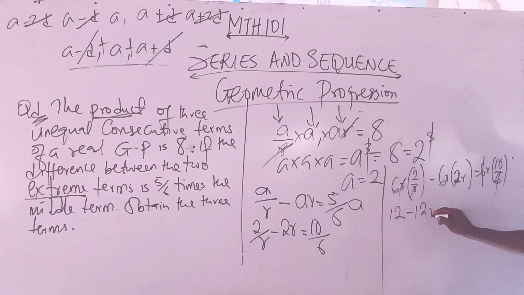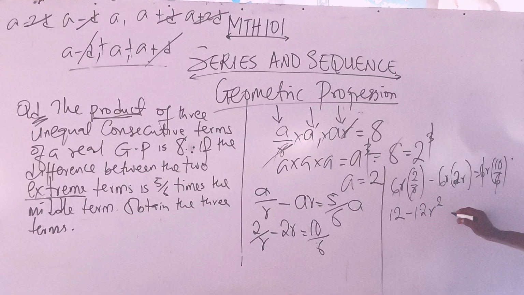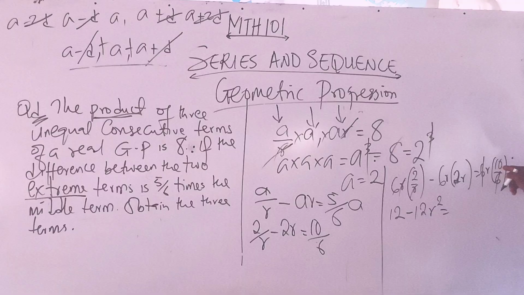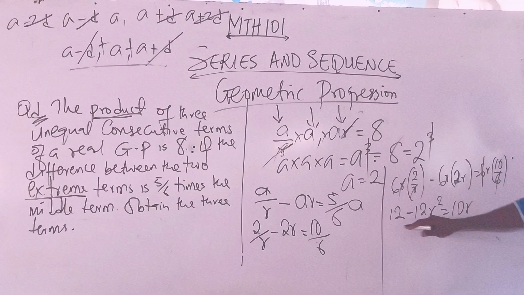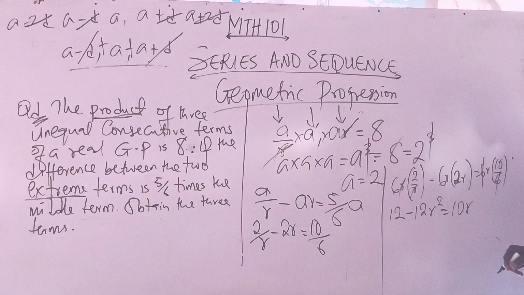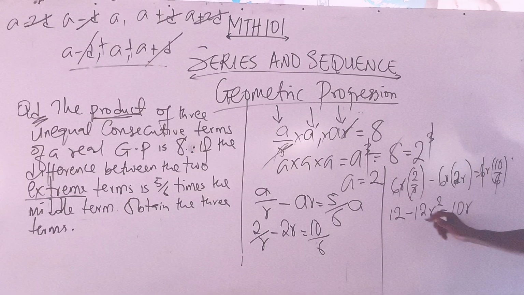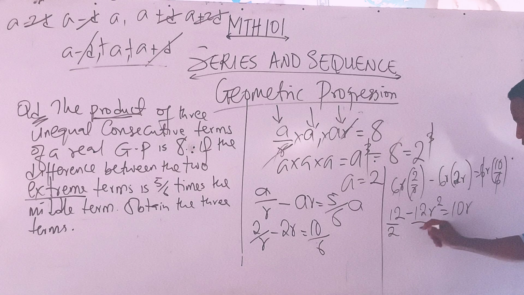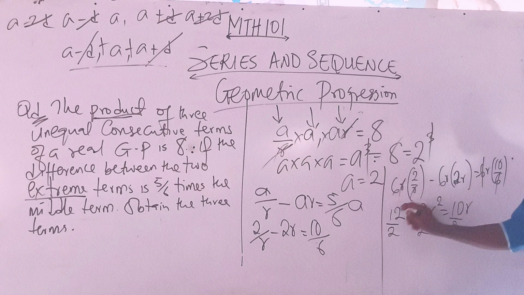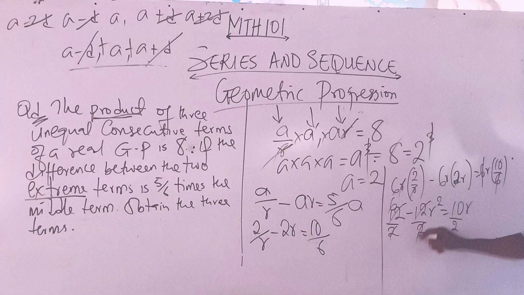Minus 12R squared equal to 10 times R is what? 10R. What can reduce these numbers? Divide everything by what? Is it 2 alone? Yes, 2 divided by this, 2 divided by this, 2 divided by this. What will you get? So here will be 6, here will be 6, and here will be what?